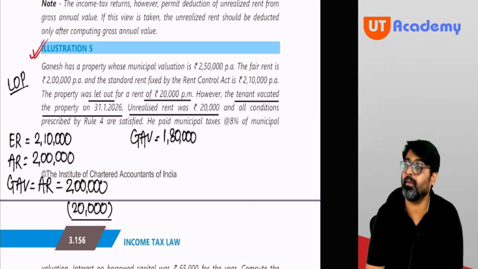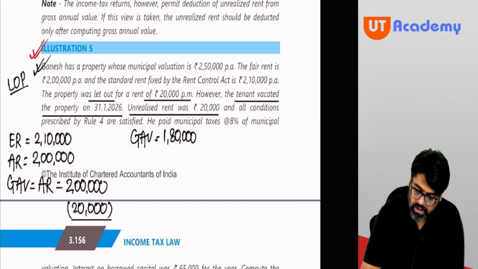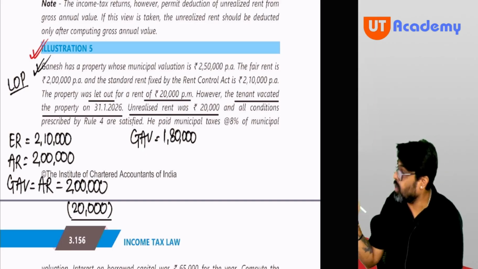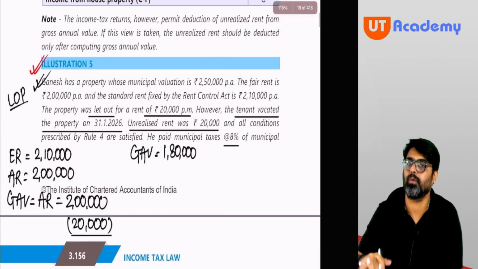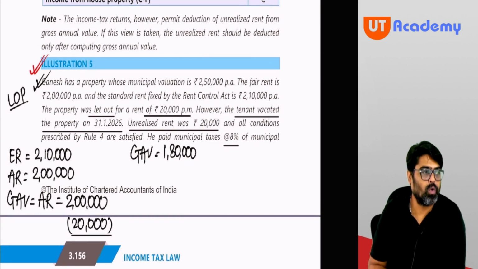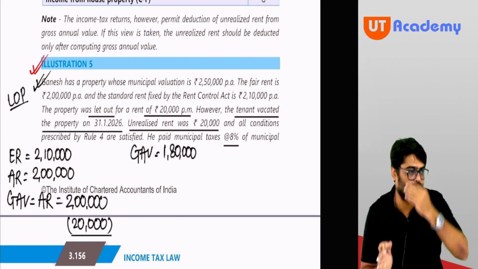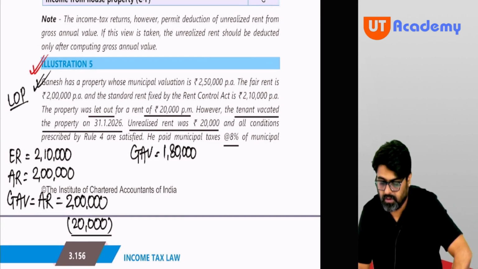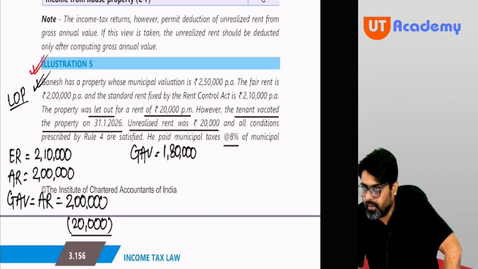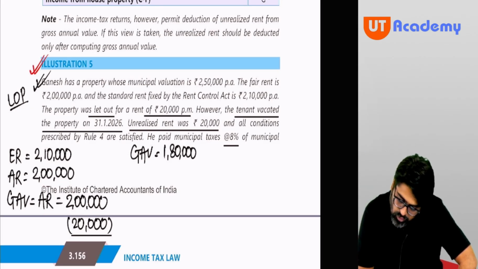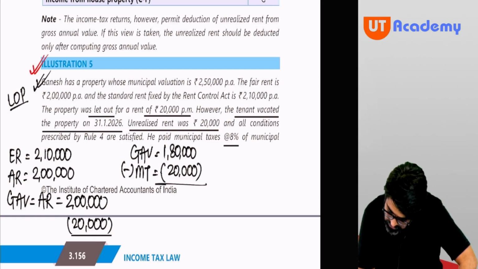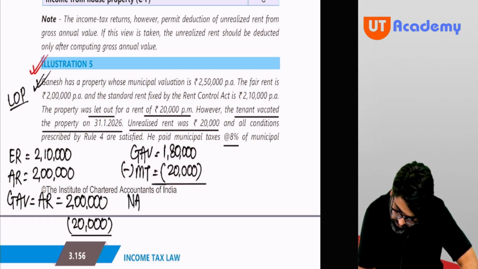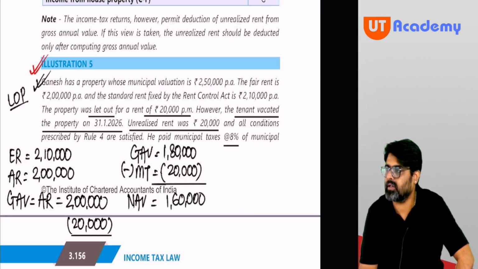And he paid. He paid means who paid? Mr. Ganesh is the owner. So owner paid how much? 8% of municipal value as municipal tax. What was the municipal value? 2,50,000. 2,50,000 into 8% will give you 20,000. Is it paid or payable? Paid. So it will be allowed as a deduction. So minus the municipal tax amounting to 20,000, can I say NAV in this case will be 1,60,000?